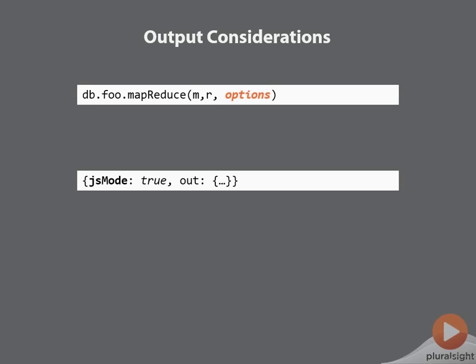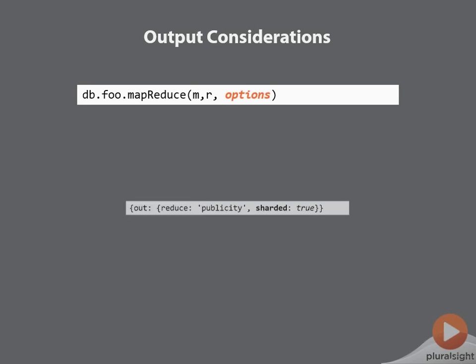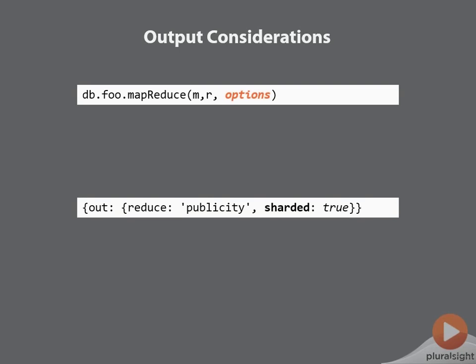When you scale out and shard your collection, you can also tell MapReduce to store the results in a sharded collection. You must, of course, have enabled sharding. When you use this option, the ID field is the shard key, and you can't choose another.